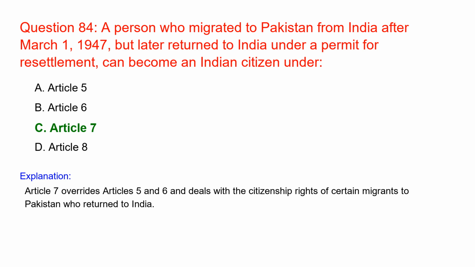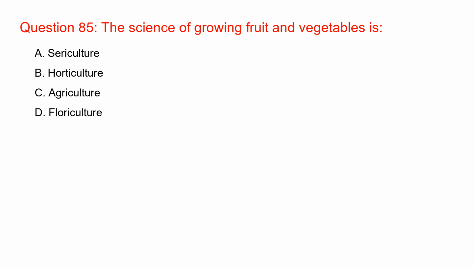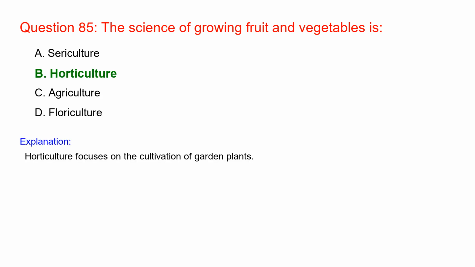The science of growing fruit and vegetables is horticulture. Horticulture focuses on the cultivation of garden plants.